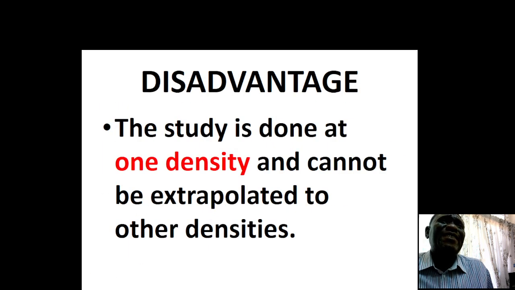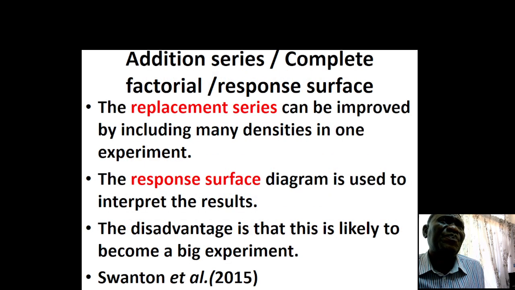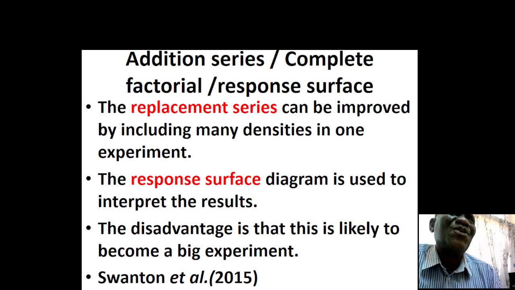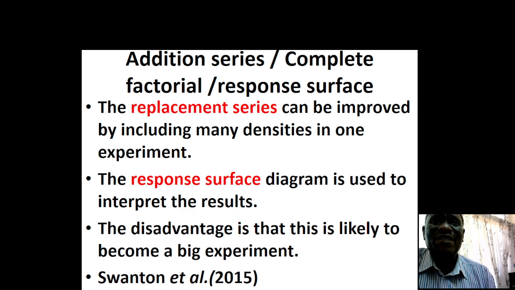What is the disadvantage of this method? The study is done at one density and cannot be extrapolated to other densities. That is its limitation. Otherwise, it can be useful. But if you want a more useful experiment where you can increase the densities, because the replacement series is limited, you can do what is known as the addition series. Don't confuse it with the first experiment, which is the addition experiment.